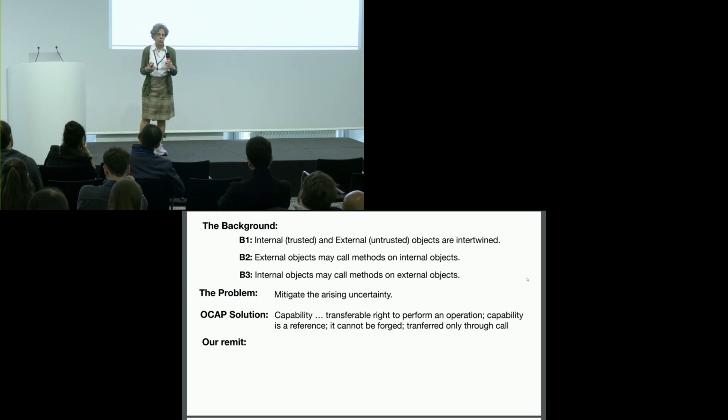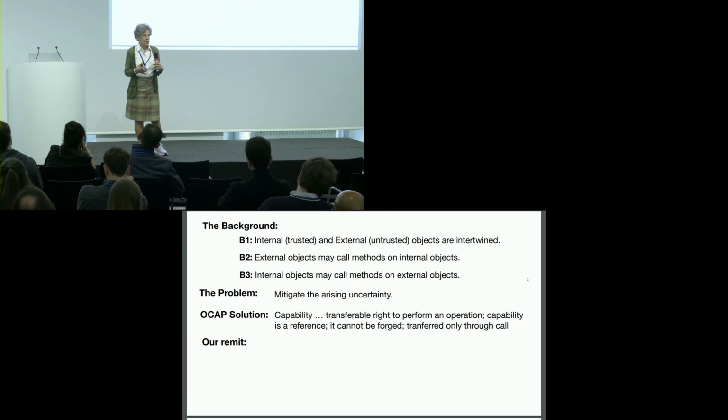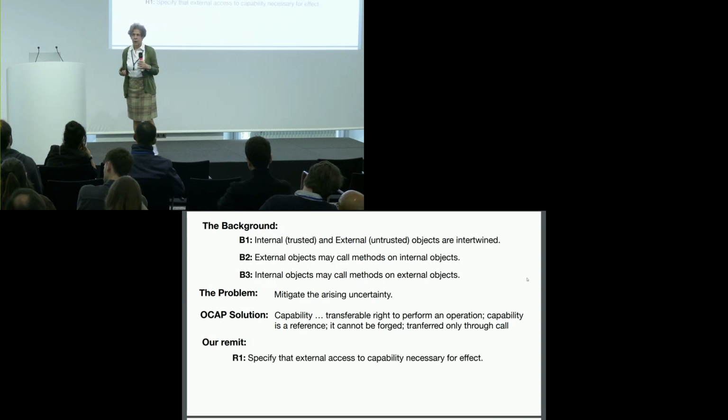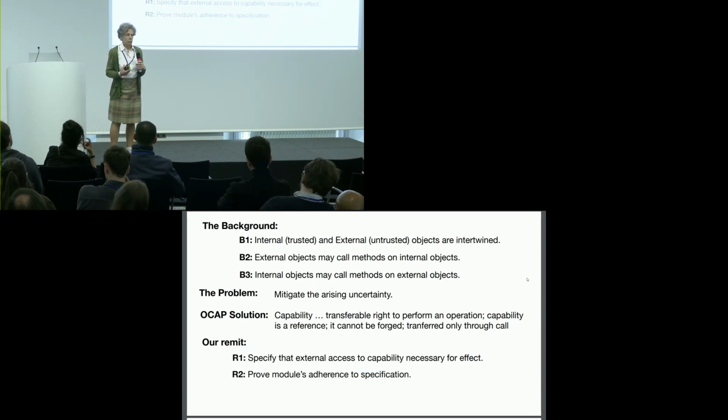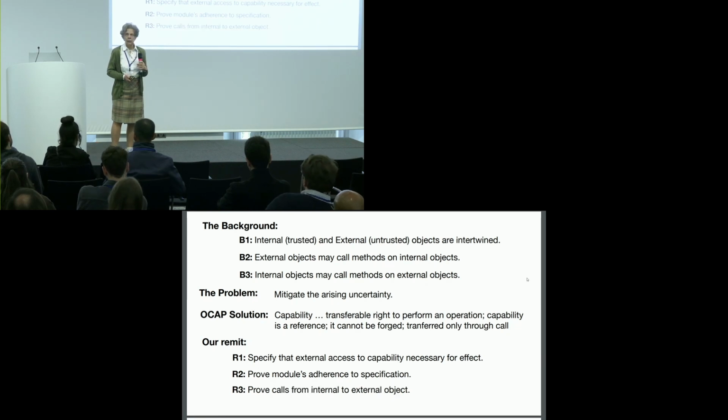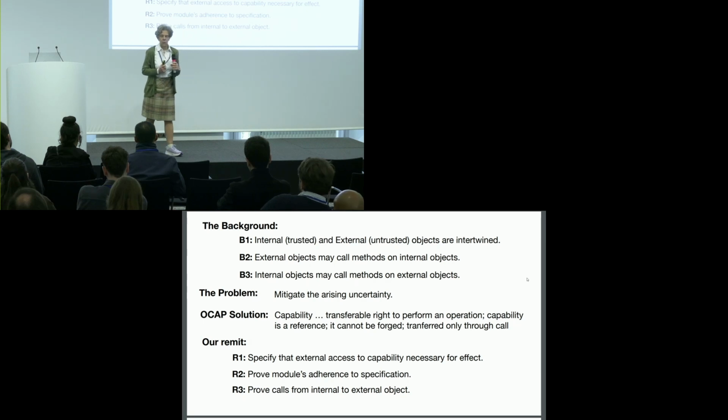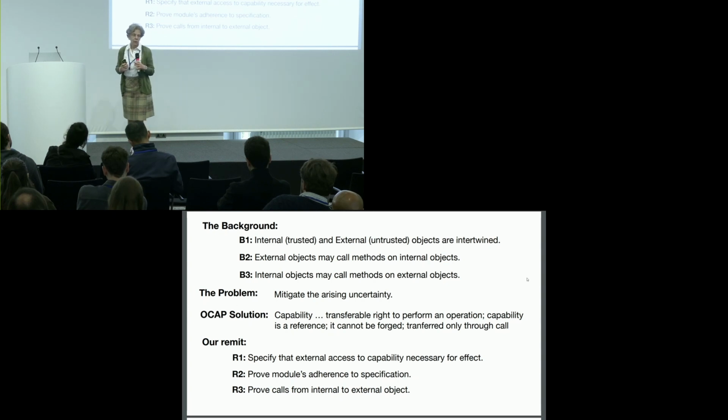Our remit was to put it on a formal footing to explain those guarantees and to prove that those guarantees are indeed given. So we want to specify the role of the capability. We want to prove that the module satisfies the specification. We want also to deal with external calls. We want to be able to reason about what happens if I have an internal object, it calls into the external world. The external world is unknown. How do I know that it does not come and mess with my stuff?